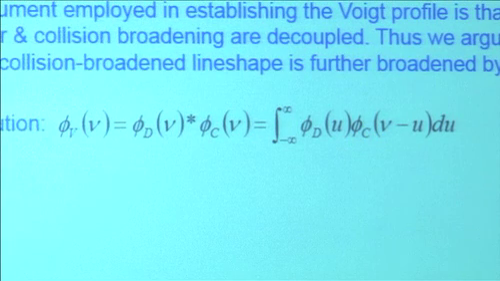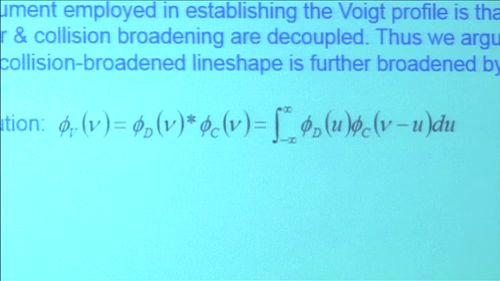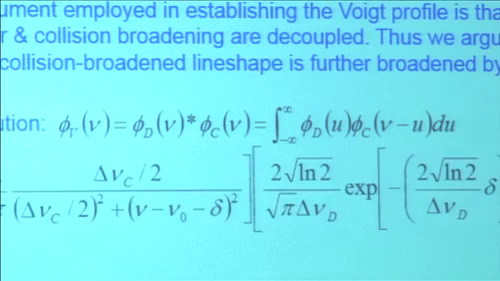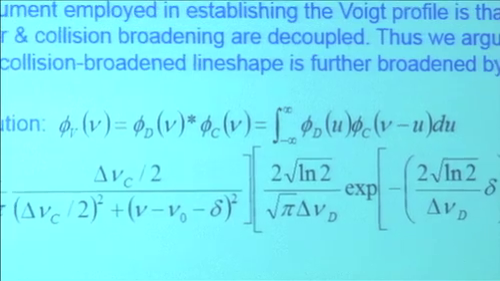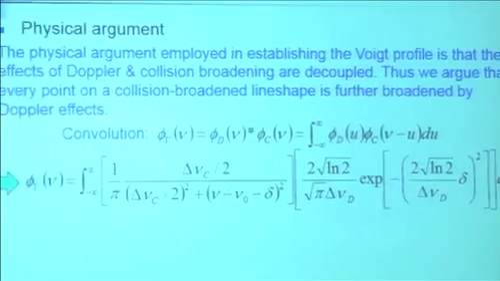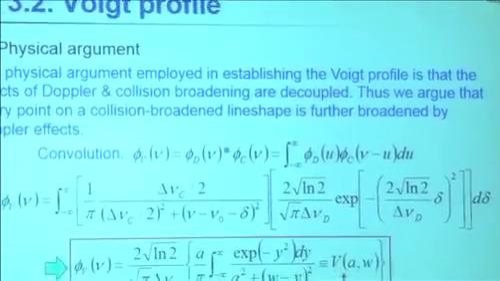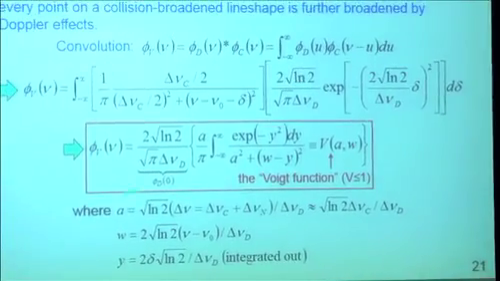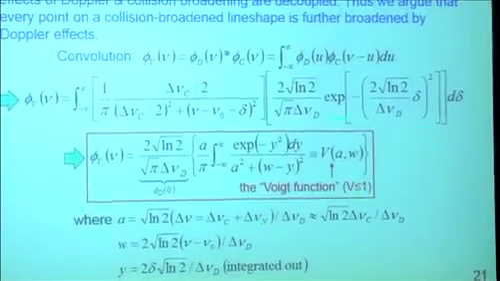So that's like saying that each velocity class has the same collision frequency, but you got to pay attention to the non-resonance. So u is the integral variable, and v is the frequency of interest. So when you do this, you end up with a line shape function that is a complicated integral. It's called the Voigt function. So this is the Voigt line shape function.